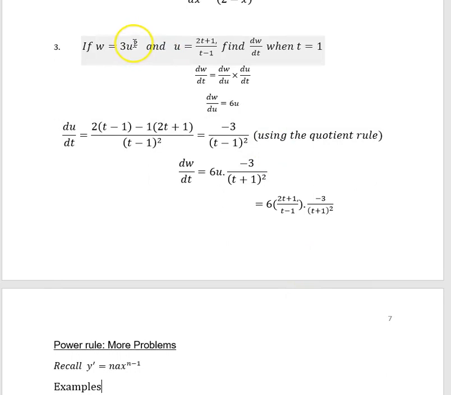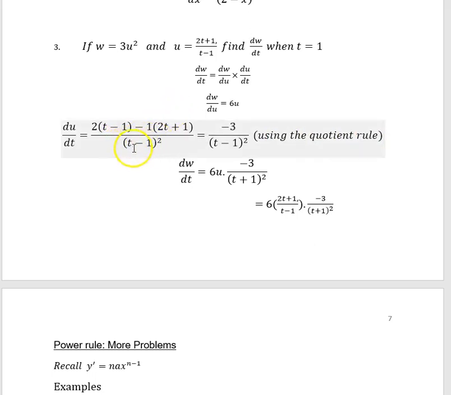In example 3, it says if w equals 3u squared and u equals 2t plus 1 over t minus 1, find dw/dt when t equals 1. Now here, the first thing to do, as we have said, is differentiate them one after the other. Let's differentiate dw/du, which will give me 6u. The next one will be du/dt. In differentiating du/dt, I need to apply the quotient rule, because it's in quotient form.